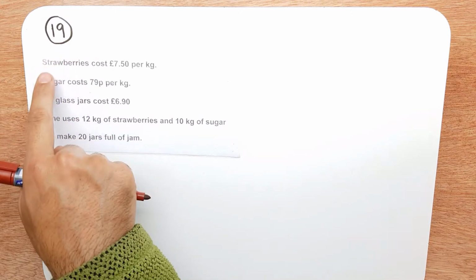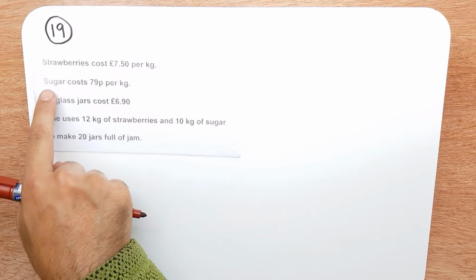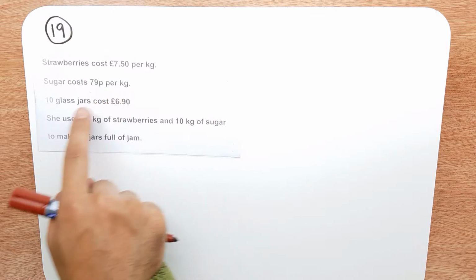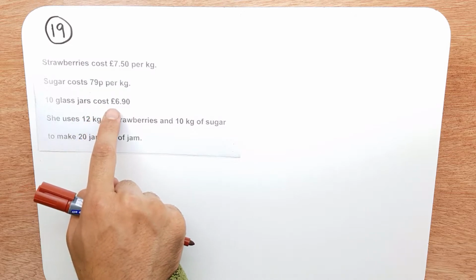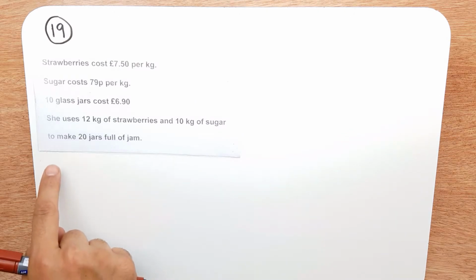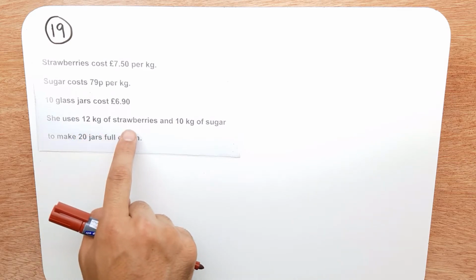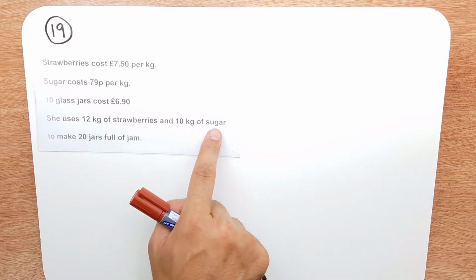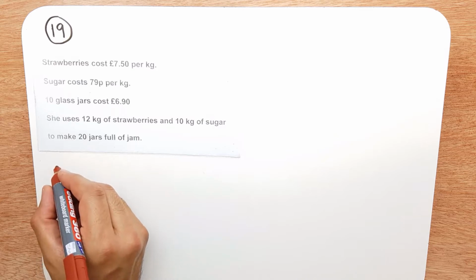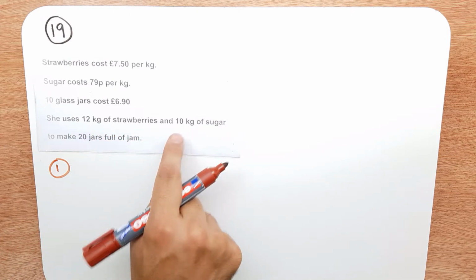Question 19, we're told that strawberries cost £7.50 per kilogram. Sugar costs 79 pence per kilogram. And 10 glass jars cost £6.90. So these are the costs that we're given. Now we need to work out the total cost of 12 kilograms of strawberries, 10 kilograms of sugar, and 20 jars. So the first step, let's work out the cost of 12 kilograms of strawberries.